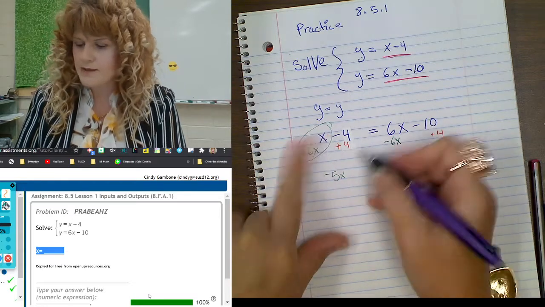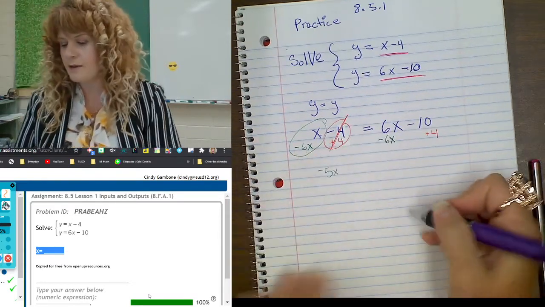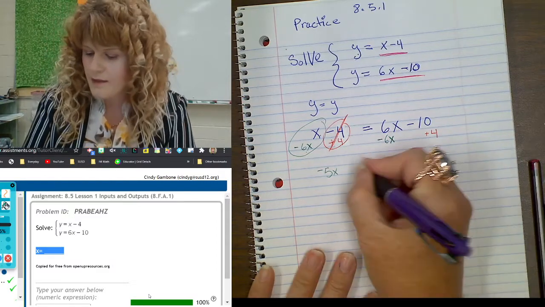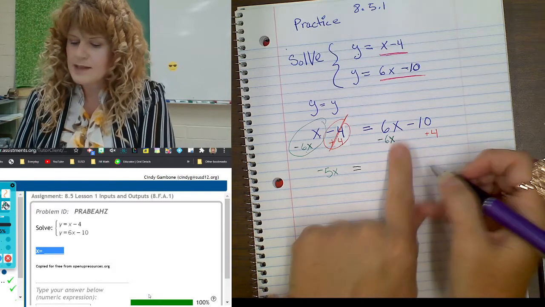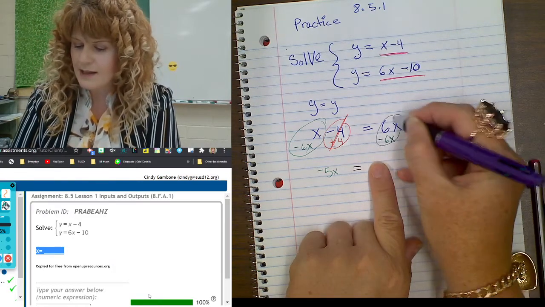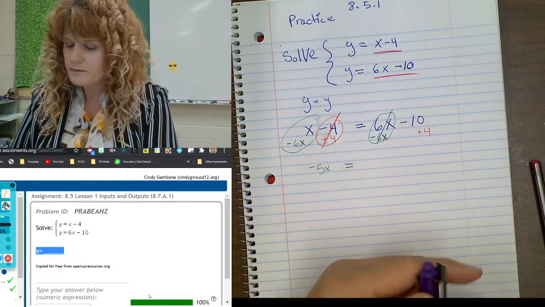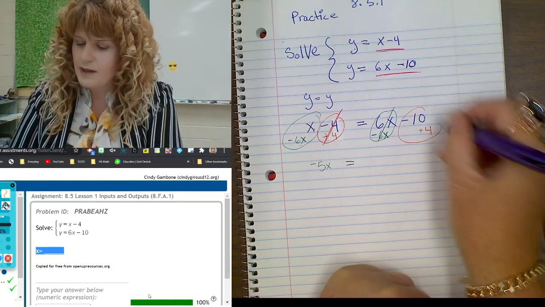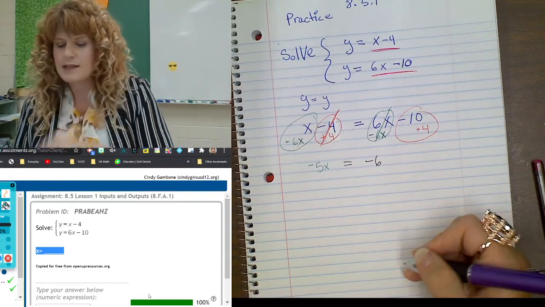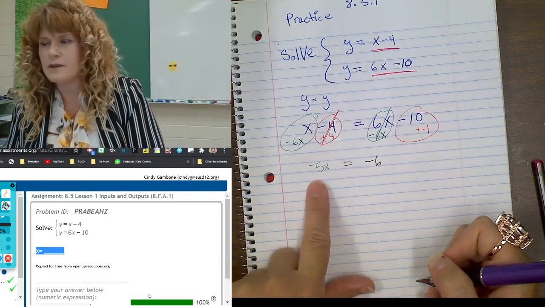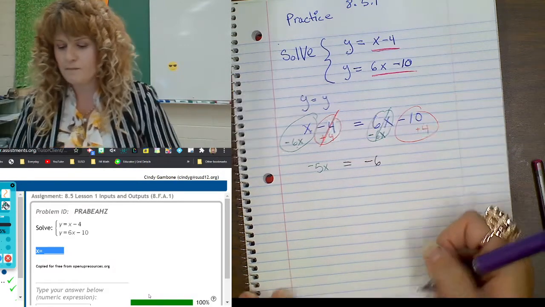Negative 4 plus 4 cancels out, and I did that on purpose to make it cancel out. That equals, on the right side, 6x minus 6x, that cancels out, and I did it on purpose to make it cancel out. Negative 10 plus 4 equals negative 6. See how I combined the variable terms on the left and I combined the constant terms on the right.